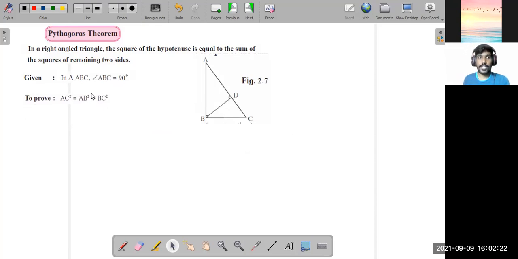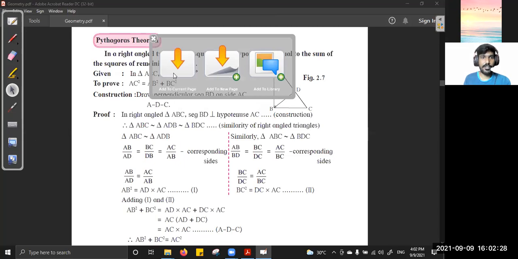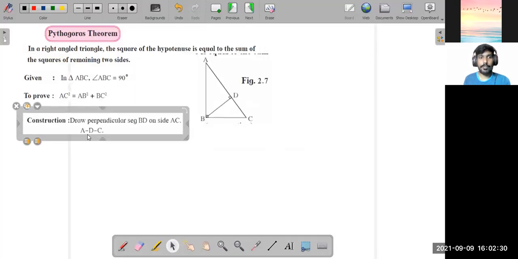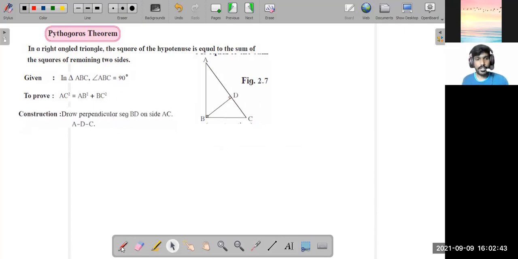Now, before starting with the proof, there is a small construction that we have to do. The construction is you have to draw a perpendicular segment BD on side AC. That is, this BD perpendicular you have to draw to the hypotenuse AC. Now, once you have done this construction, we can start with the proof of Pythagoras theorem. That means we have to prove AC square is equal to AB square plus BC square.